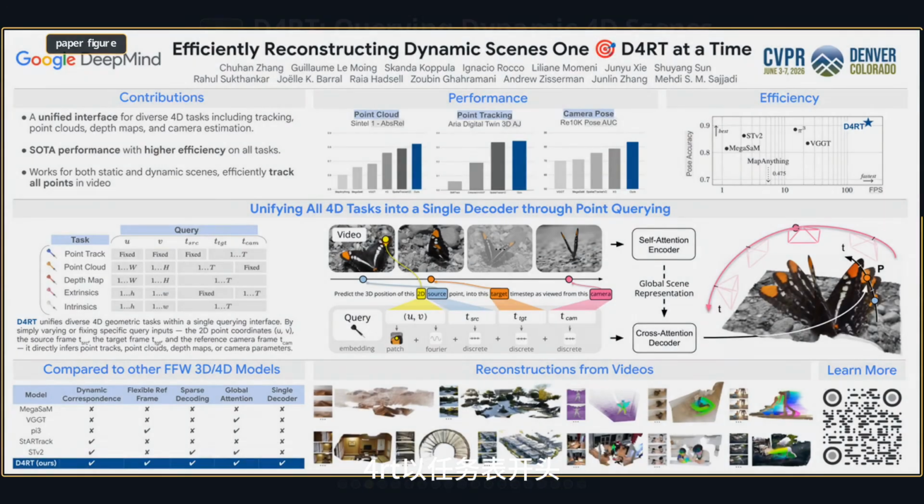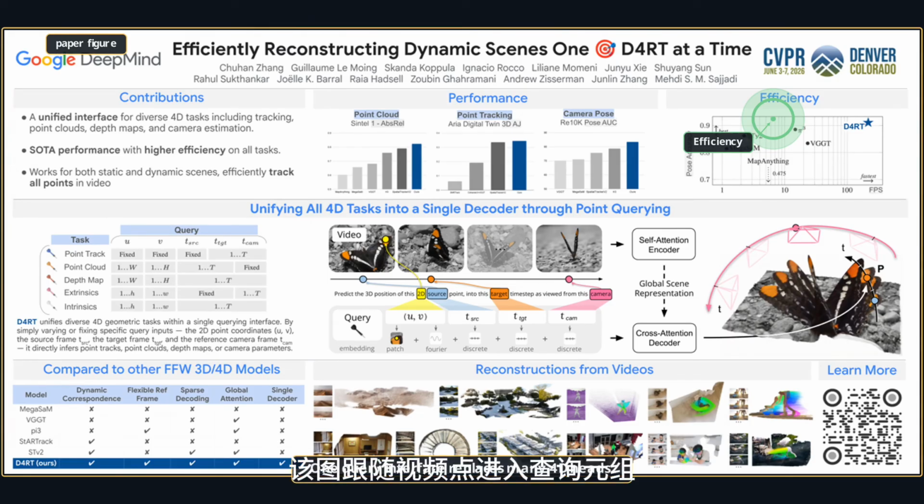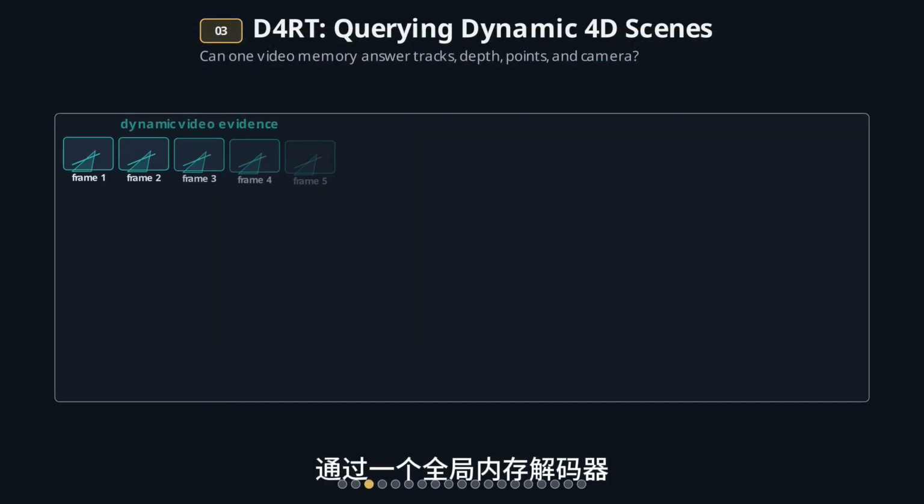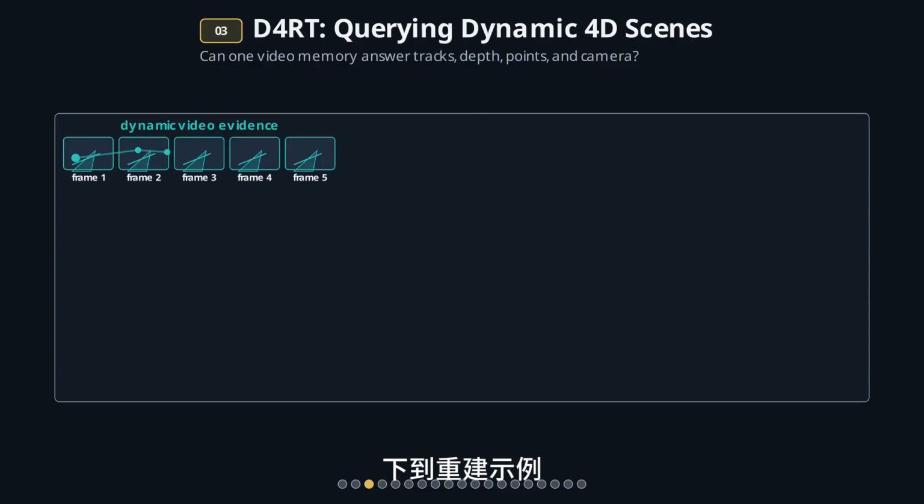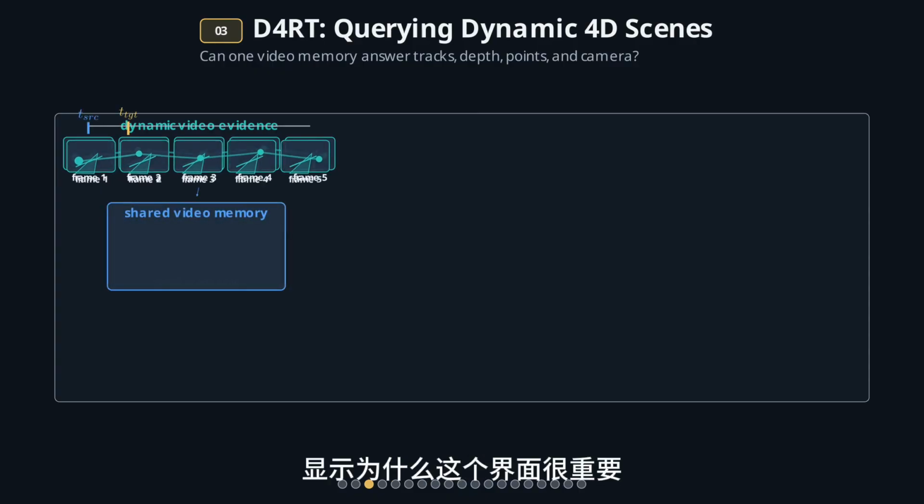D4RT begins with the task table. Point tracking, point clouds, depth, and camera estimates are all query variants, not separate pipelines. The figure follows a video point into the query tuple, through one global memory decoder, down to reconstruction examples, and finally to the efficiency plot showing why this interface matters.